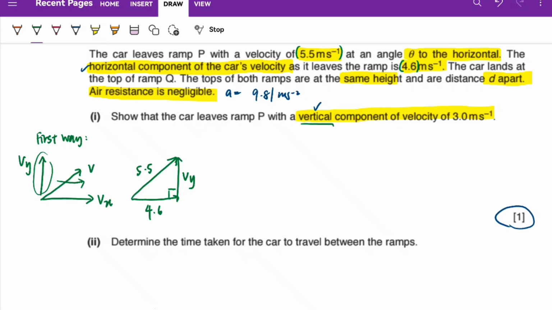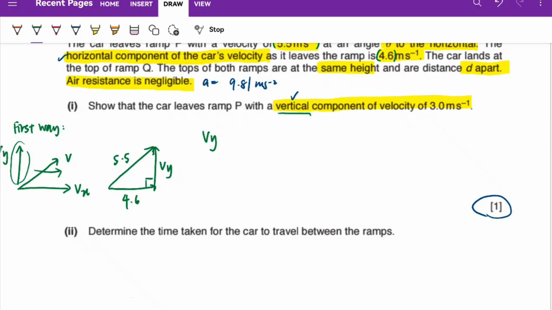We take Vy square equals 5.5 square minus 4.6 square. So what is our vertical velocity? Don't forget to square root it. You'll get 3.01, and it's 3.0 meter per second to two significant figures. It's 3 meter per second. There you go, you're shown it. Simple as that, you will obtain your first mark.